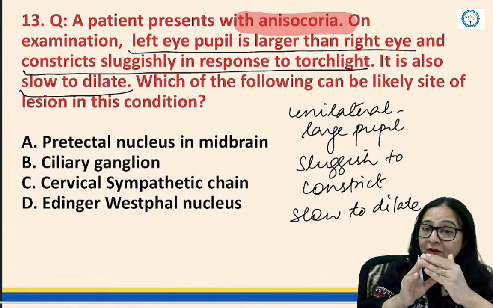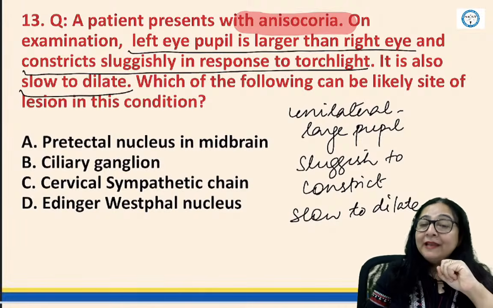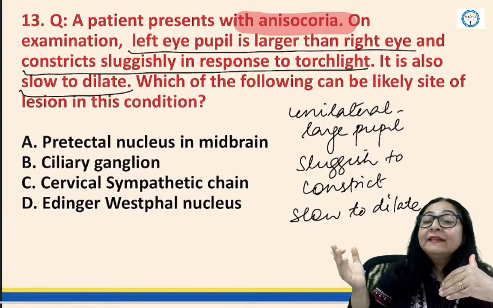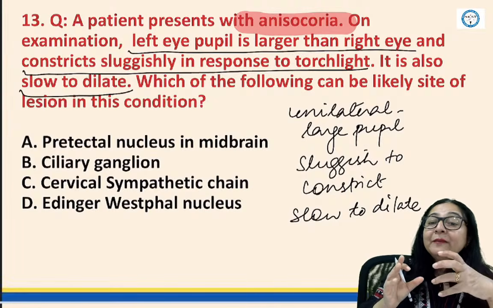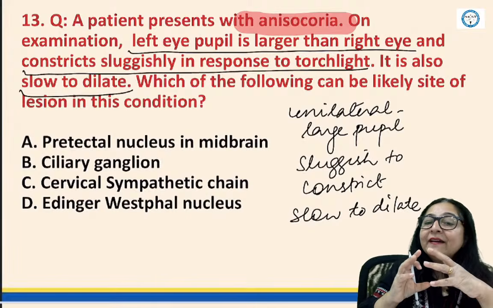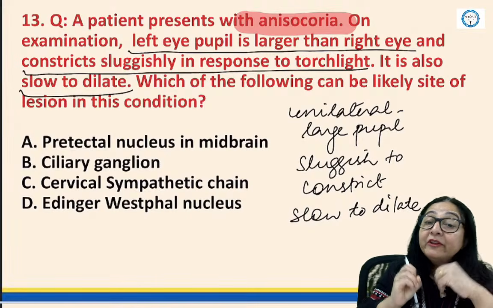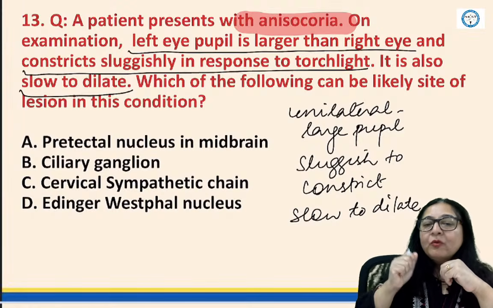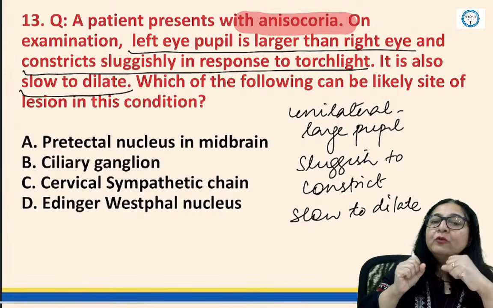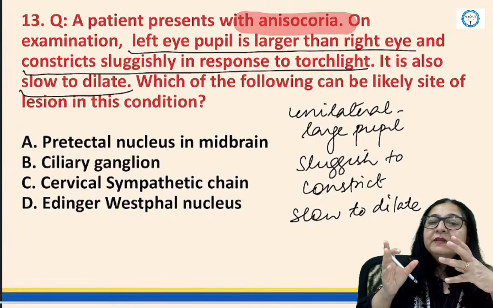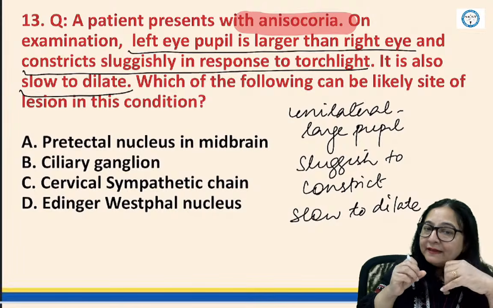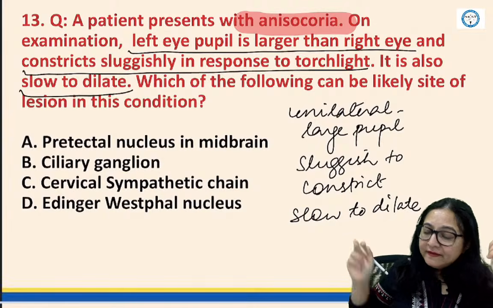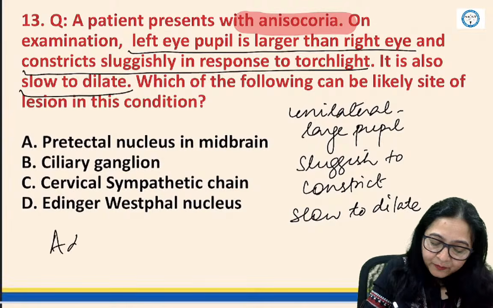Remember, in Adie's tonic pupil, it's a unilateral problem most of the time. So the involved pupil is larger than the normal pupil. Tonic means the pupil reactions are sluggish. The pupil has become rigid. You shine the torchlight, it is slow to constrict. You show the near reflex, slow to constrict. You remove the light or the near target, it is slow to dilate because of the tonicity of the pupil. So the diagnosis is, yes, Adie's tonic pupil.